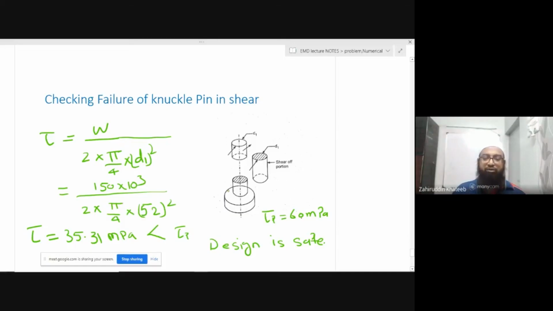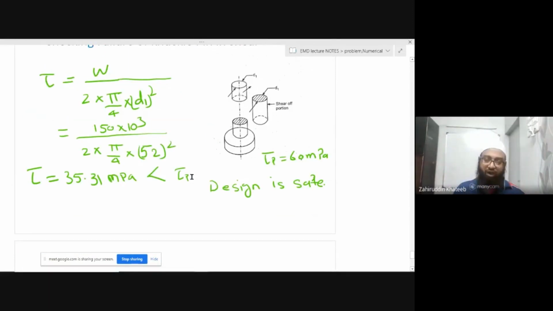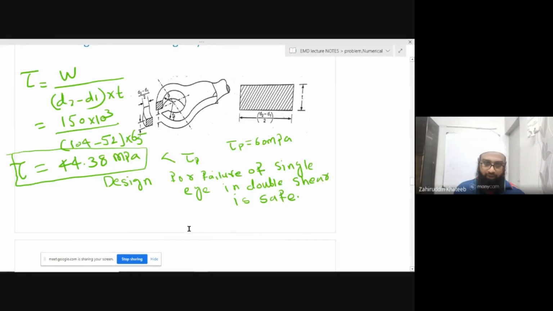So whatever dimensions we have fixed in step number 2, different dimensions like d, d1, t, all are safe dimensions. So after this you will draw the diagram of knuckle joint and you will list down all the values which we have given in step number 2.